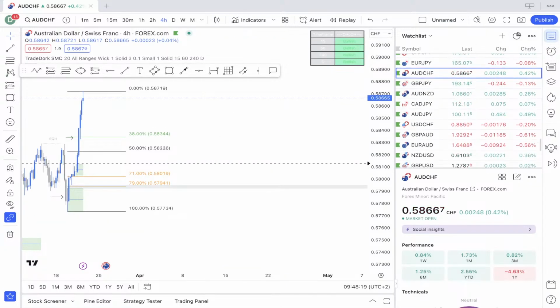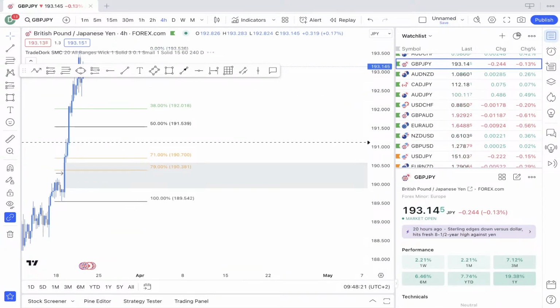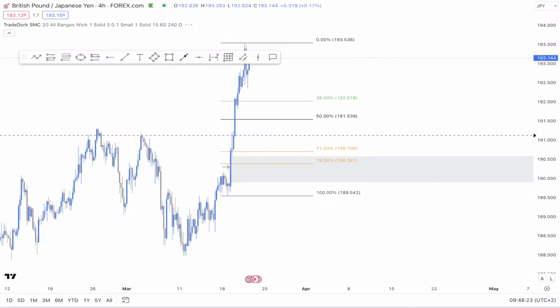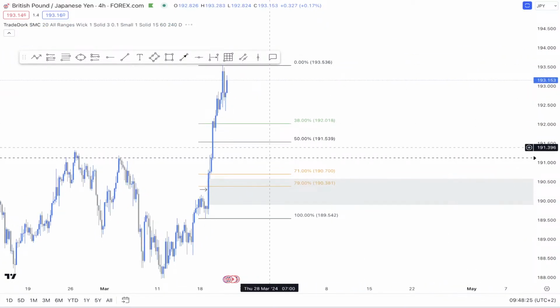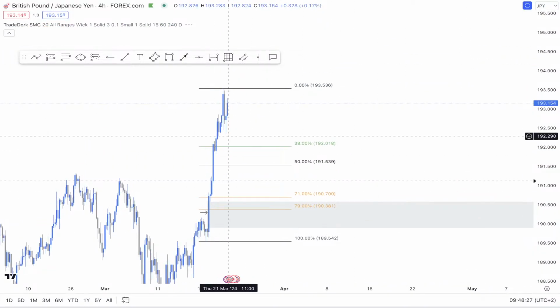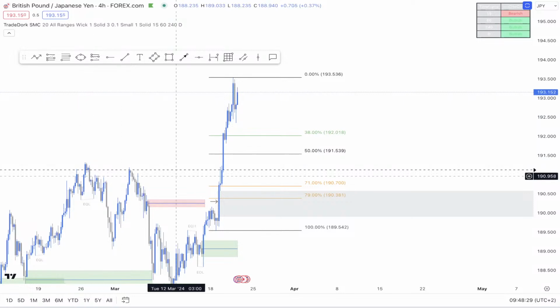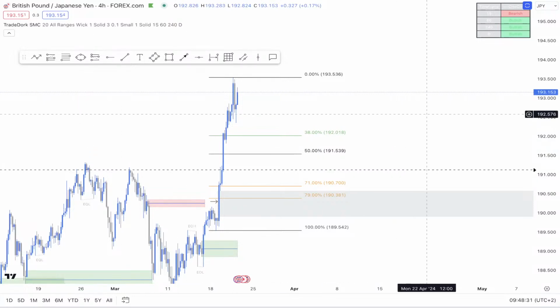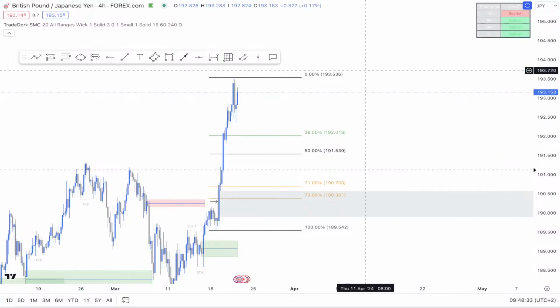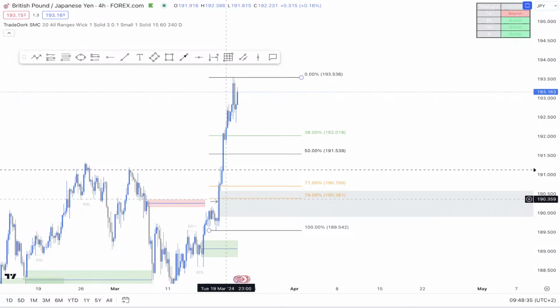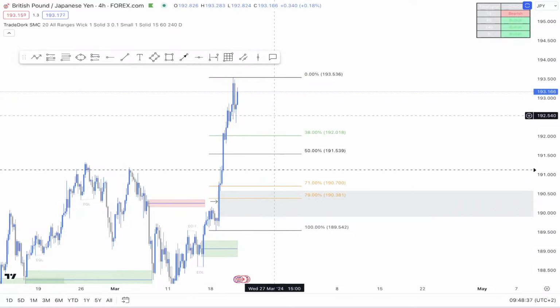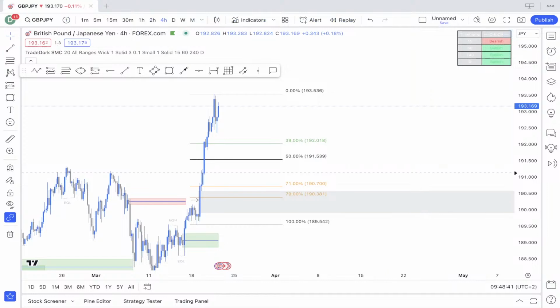GBP JPY with another bullish opportunity. We have a lot of bullish opportunities today, as we can see. We have a textbook break of structure to the upside. We broke multiple highs, which is a great added confluence. Daily and 4-hour are both bullish on the graph. We have this very nice fair value gap lining up with the point of interest. And now the last thing that we need to wait for is a corrective pullback.